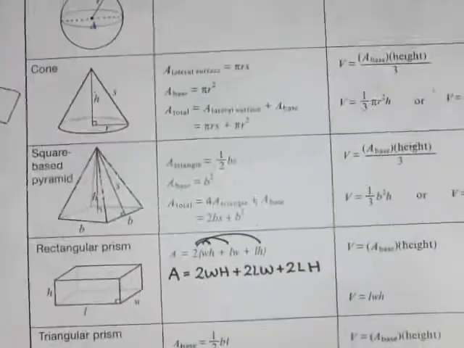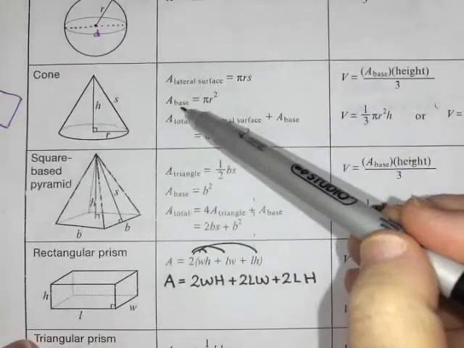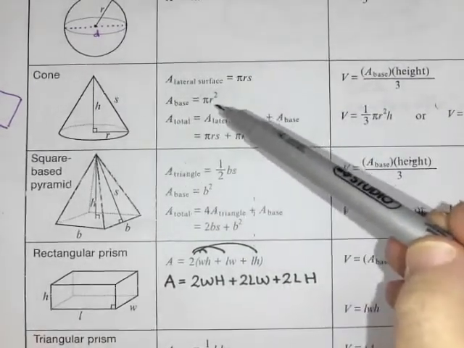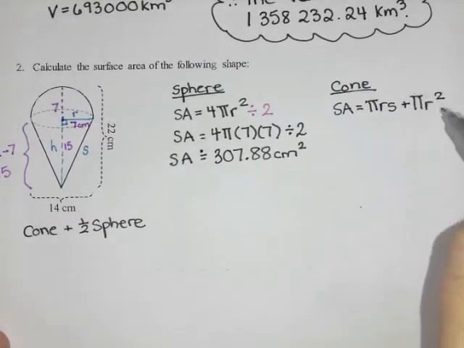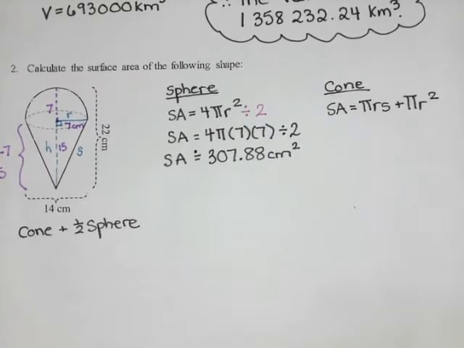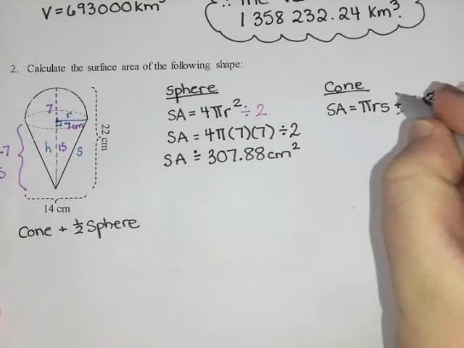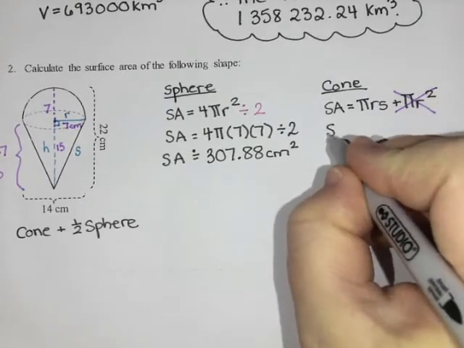So if I take a look at my formula sheet, they have broken down for us what all the different parts are. The area of that base, it is a circle. The area of a circle is pi r squared. So what I need to do is either remove the pi r squared from my formula or subtract out the circle, so minus pi r squared. I think I'm just going to cancel out the pi r squared because the base is missing. It's inside that shape. So we're really just doing pi r s.